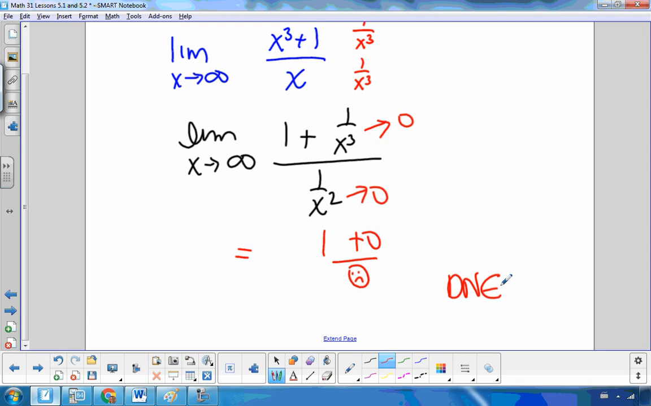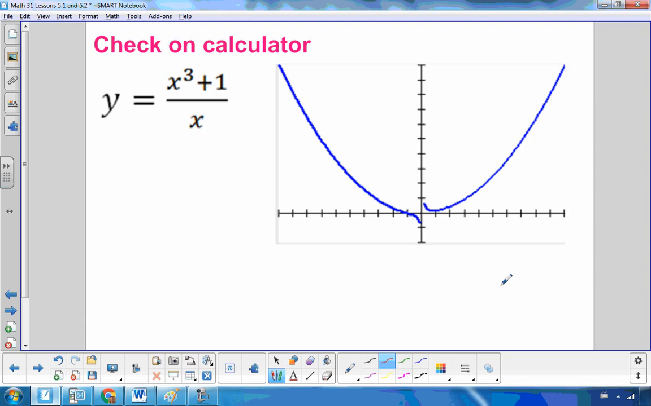Let's check that on the calculator and see if this graph in fact has no horizontal asymptote. So this is what the graph looks like, and you can see the ends of the graph don't approach a specific value. They actually go to positive infinity, so I know that that is correct.